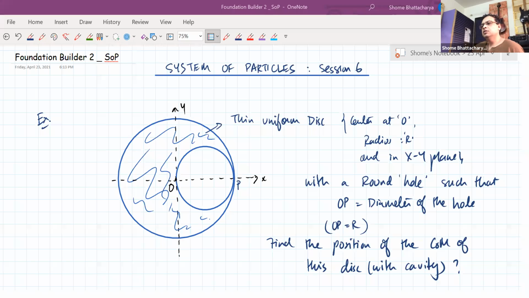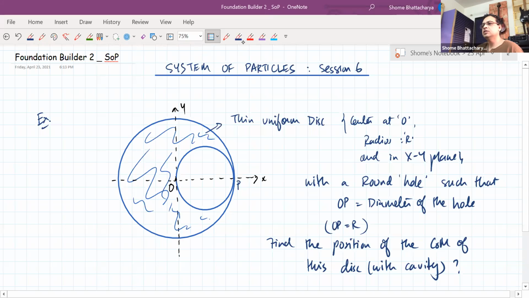I'll tell you what is the concept in this question. So you would have realized here, is there any axis of symmetry you can tell? So x-axis. Very good. X-axis is an axis of symmetry. Why? Because OP is the diameter of the hole. We have cut the hole such that if you fold that structure about the x-axis, it will fit exactly. The above part is like a mirror image of the lower part, right? So x-axis is an axis of symmetry.